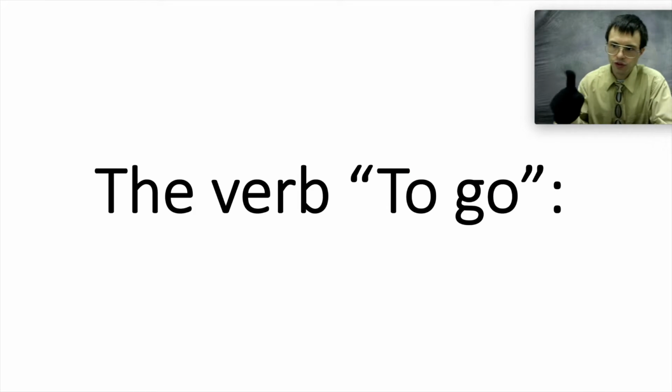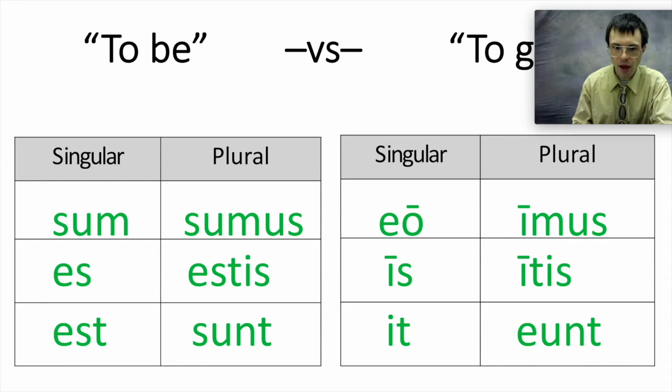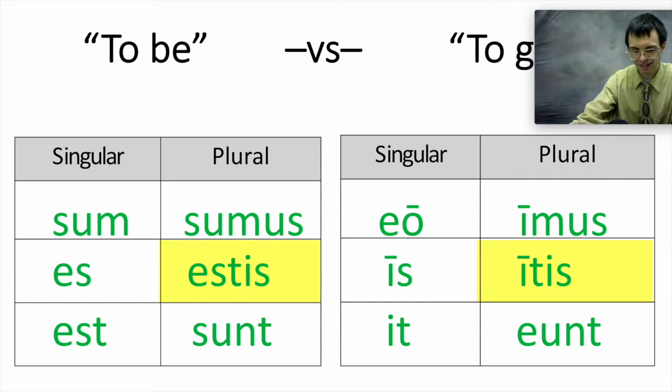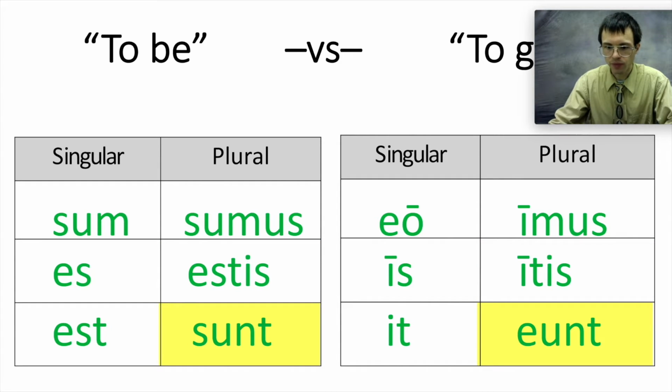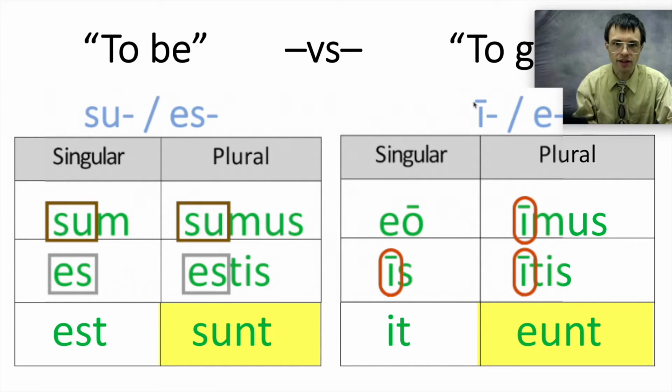All right. After sum, volo, and nolo, the fourth irregular verb we have to learn is ire, to go. On the left here you have what you already know, sum, es, est, and now on the right down here you have eo, is, it, which is the verb to go. Notice how similar these are. S versus is, est versus it, estis versus itis, and sunt versus eunt. Obviously on the right here, the distinctive stem of the verb to go is I.